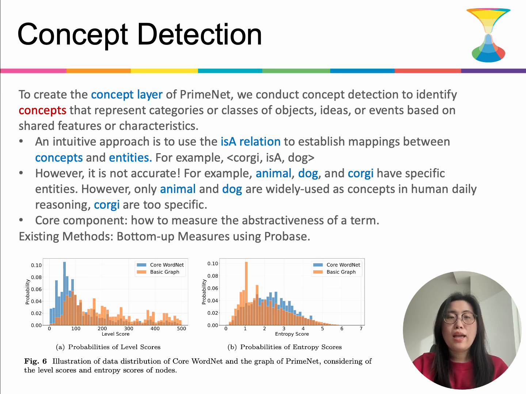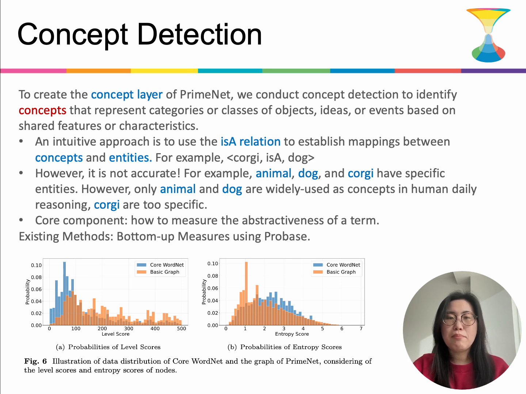For example, animal, dog, and corgi, all these words have specific entities. However, only animal and dog are widely used as concepts in human daily reasoning. Corgi is too specific. As such, the core component in this step is to measure the abstractiveness of a term. If the word is too specific, it should not be used as a concept.